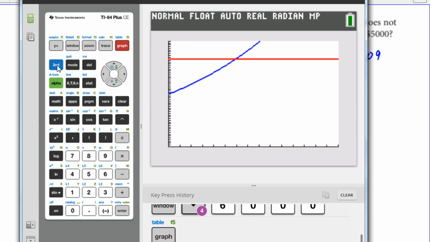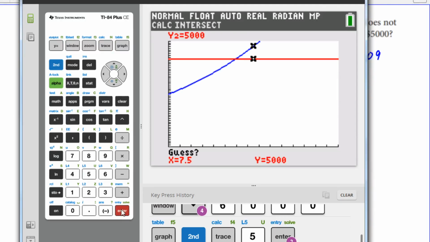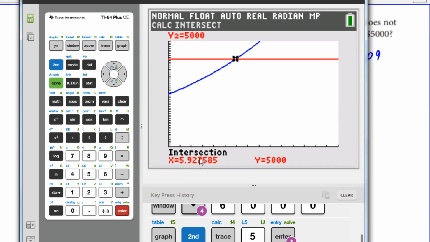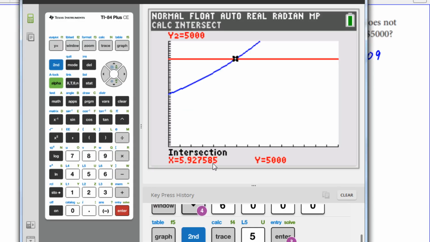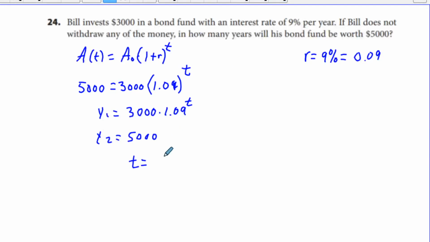What you're looking for is just an intersection point. And then this little keystroke chant I want you to have in your mind. Second, trace, 5, enter, enter, enter. And you do that, we get 5.9. So T is equal to about 5.93. We'll go to this 5.93 years. And let's see if the book has this. I'm sure it does. Yeah, they gave 5.96. I think they're rounding off more than I am.